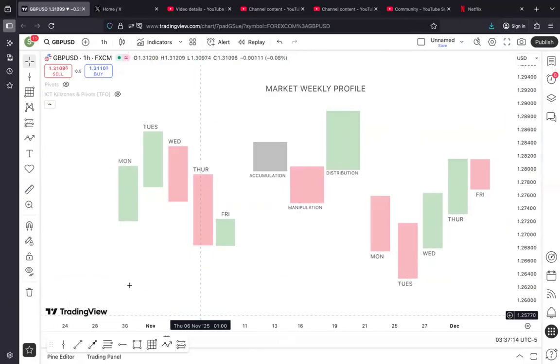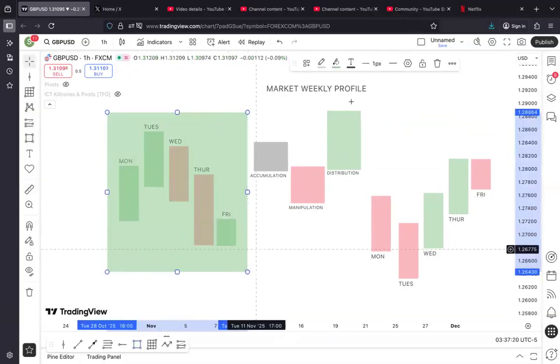This on my left here is for the bearish scenario.